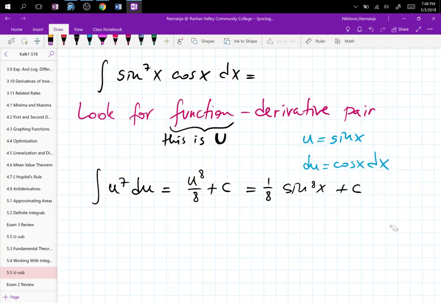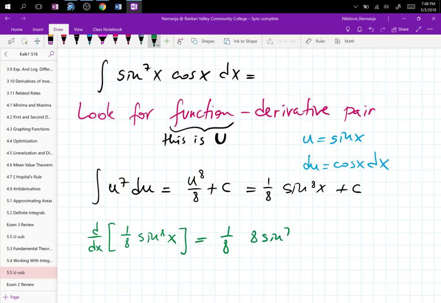Sure, we can check the answer. The derivative of 1 over 8 sine to the 8x is, we copy the constant 1 over 8. The derivative of sine to the 8 is 8 sine to the 7x, and then times the derivative of the inside, which is cosine x. The 8 cancels 1 over 8, and you have sine to the 7 times cosine.